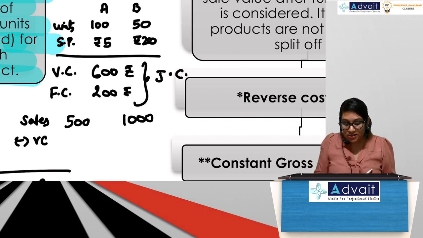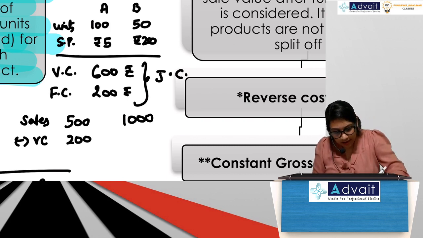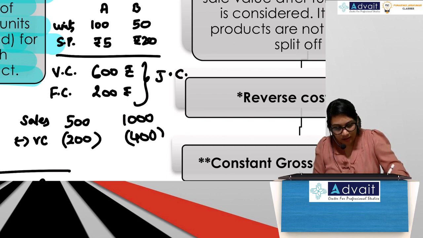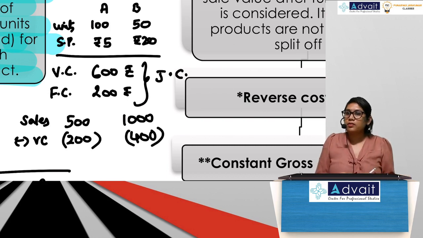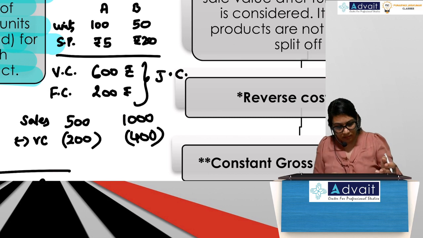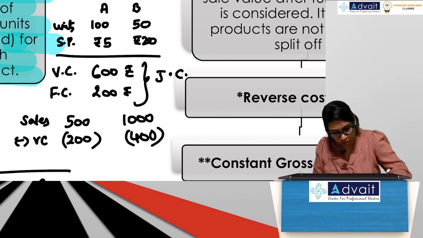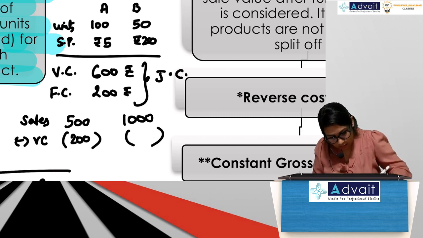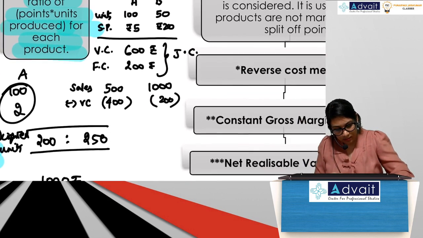So split it, 600 rupees to be split between A and B in the ratio of 100 is to 50. So 400, 200. Guys, correct? 400, 200. Guys, correct?